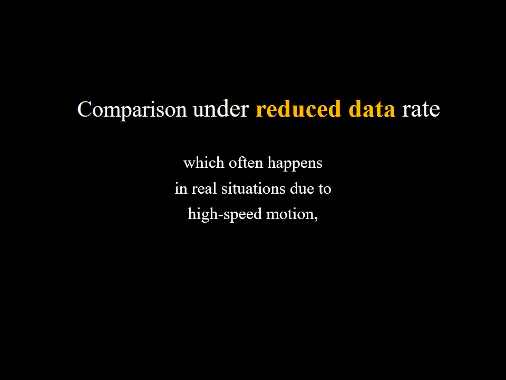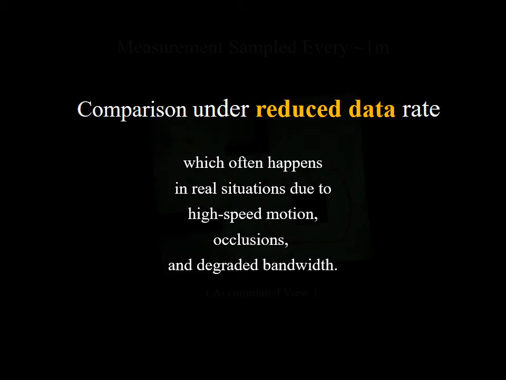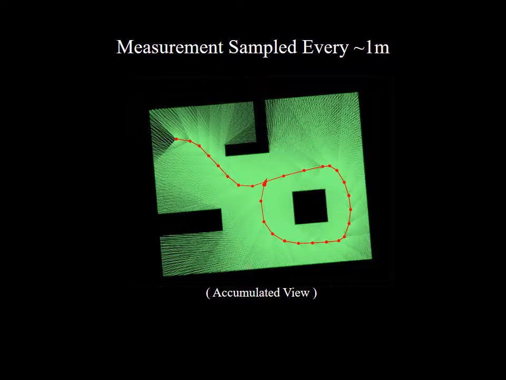Now we will see the performance of each algorithm under a reduced data rate. This can happen when robots are moving fast and observing less of the environment, or when certain frames are occluded by a large amount and need to be thrown out, or by limited processing power and network bandwidth. Here are the range measurements sampled at 1 meter intervals to simulate the previously described conditions.